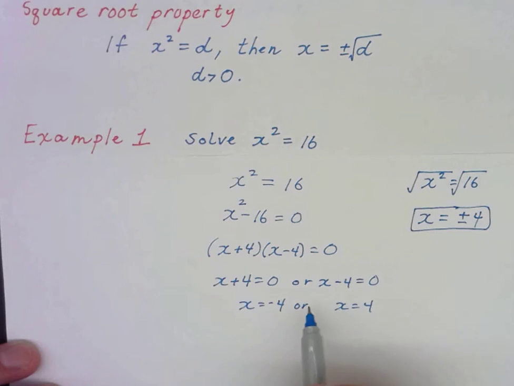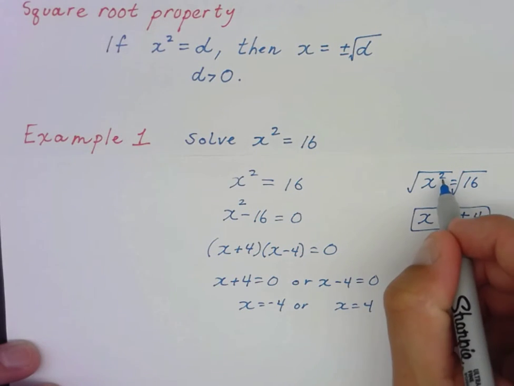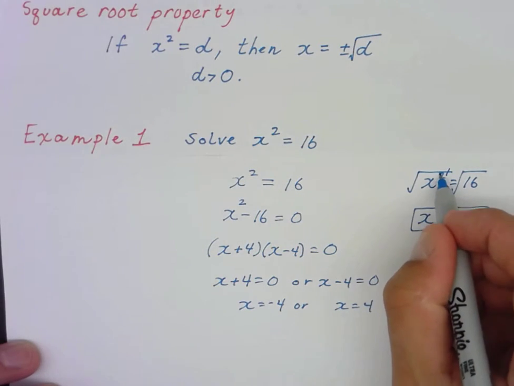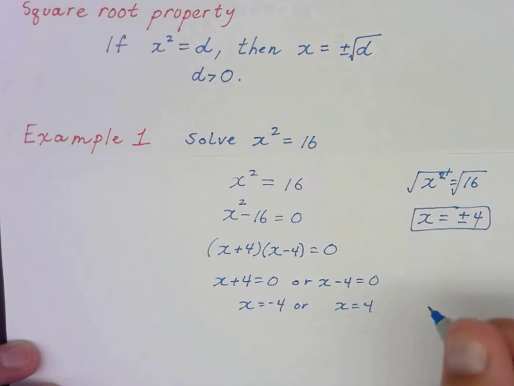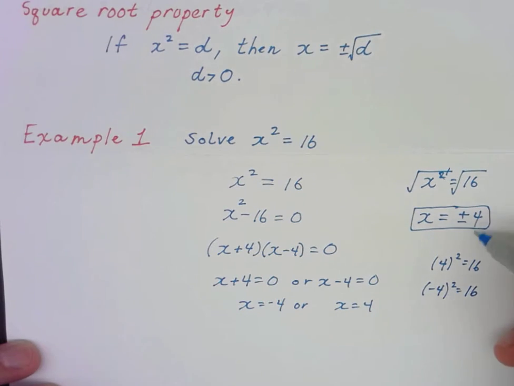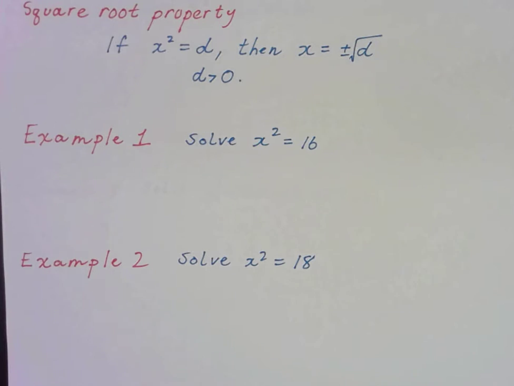So here's the math behind it. When you square root a square, they cancel, and the square root of 16 is plus or minus 4, right? So the idea here is 4 squared equals 16, and negative 4 squared equals 16. There's where that plus and minus comes in. Okay, so let's look at example number 2, solve x squared equals 18.